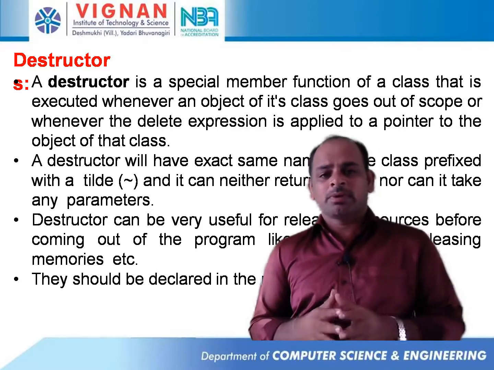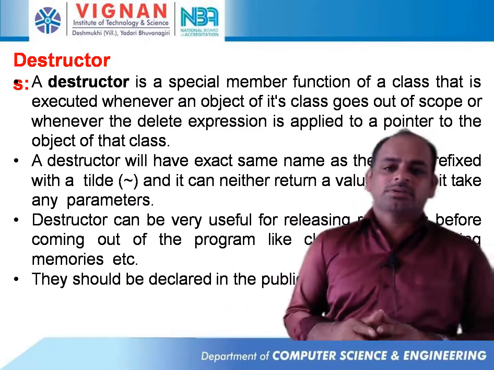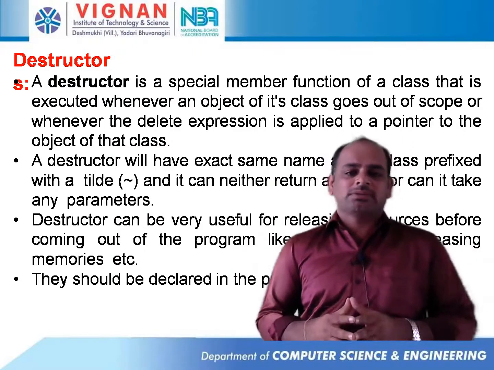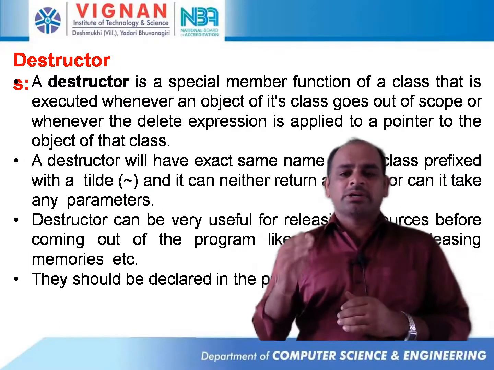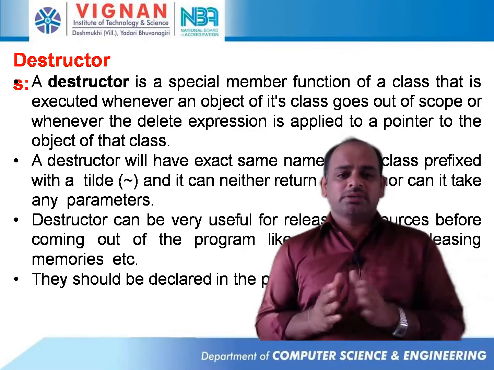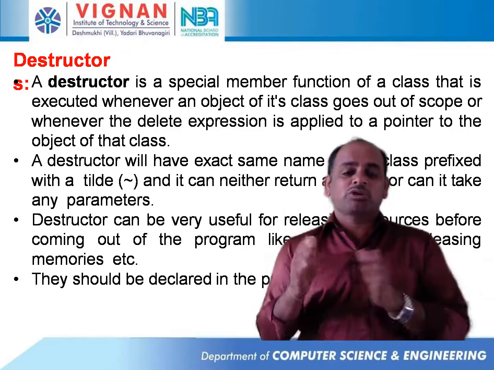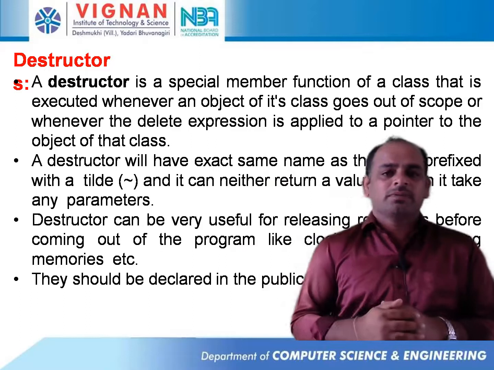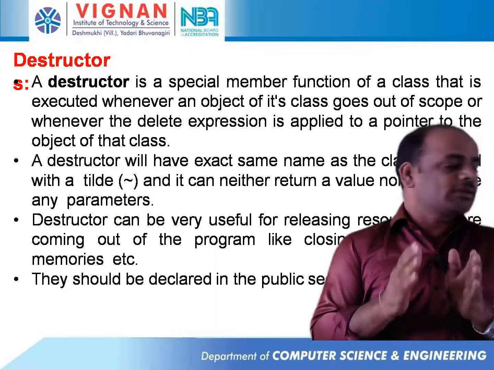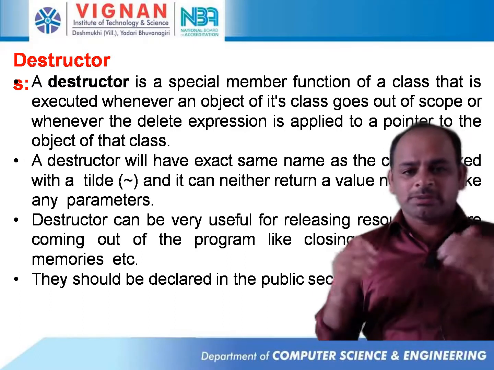Those are dynamic memory allocation and deallocation operators in C++, like the new and delete operators. We can use a delete expression applied to a pointer to the object of that particular class, and then automatically the memory allocated by that object will be deallocated. Basically we use the destructor to deallocate memory or release the resources occupied by an object. When an object is created it occupies some memory space, and if you want to release that memory space, we have to use the destructor. We need not call it explicitly.